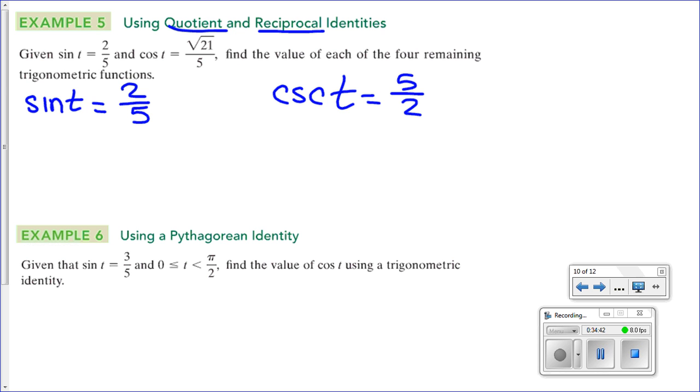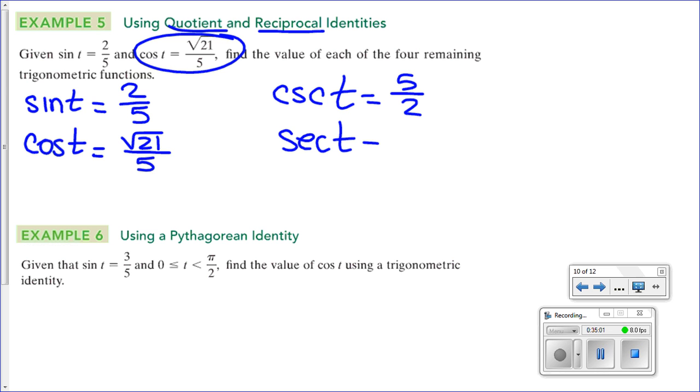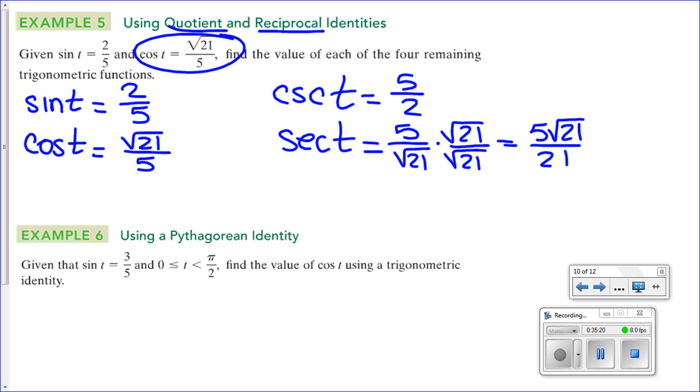5 over 2. You guys see, I always line them up like that. I just kind of get used to it. All right, now cosine of t is here given to us: square root of 21 divided by 5. So since secant is the reciprocal of cosine, what would the value be, Jennifer? 5 over square root of 21. Uh-huh. And then we need to rationalize, so we multiply by the square root of 21, top and bottom, and we will get 5 times the square root of 21 divided by 21.